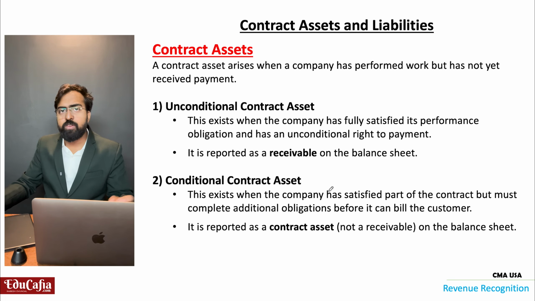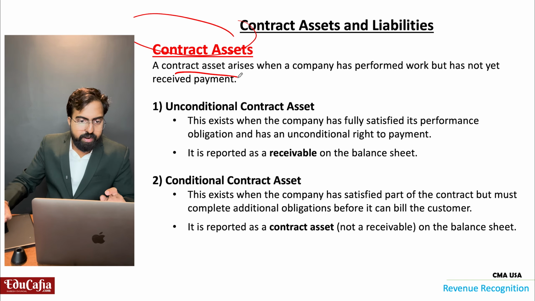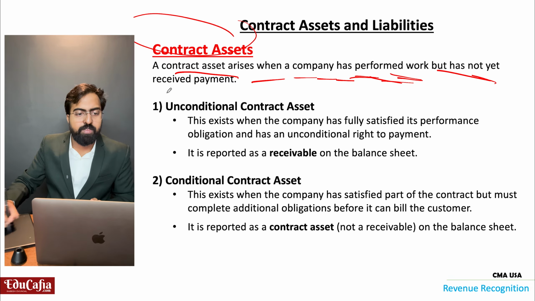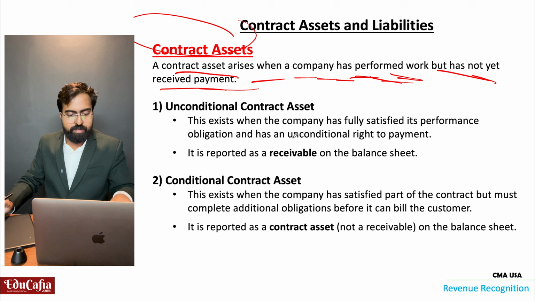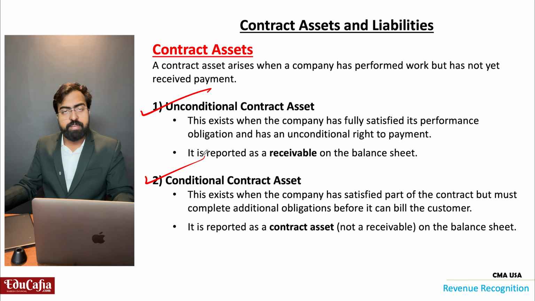So I understood what is contract asset and contract liability. A contract asset is an asset that arises when a company has performed work but has not yet received payment. I have not received any payment. This is a contract asset. It is divided into two: unconditional contract asset and conditional contract asset.